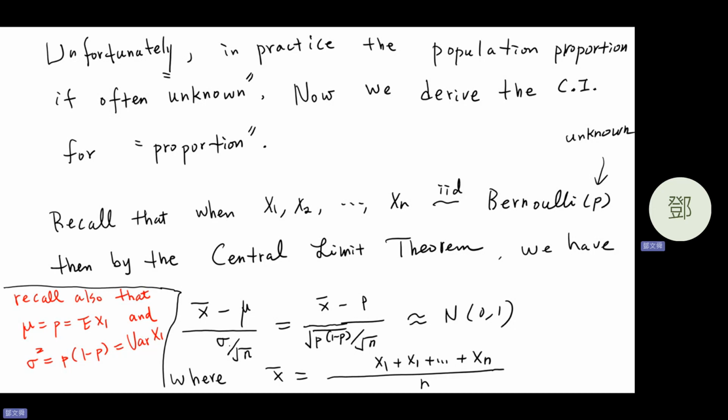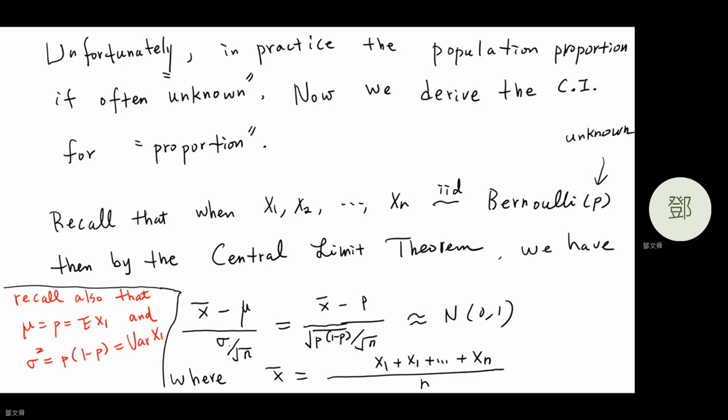So sigma here is the square root of P times 1 minus P. And mu is the population proportion. Recall that. Please go back to the lecture note of last semester.